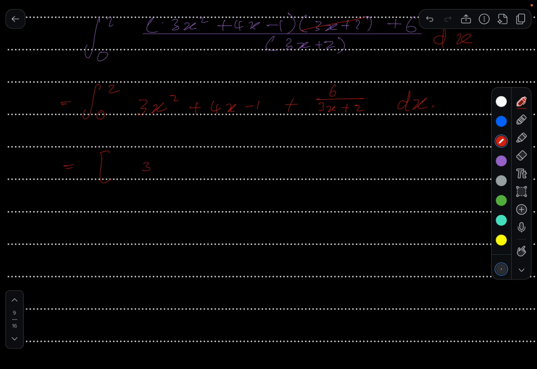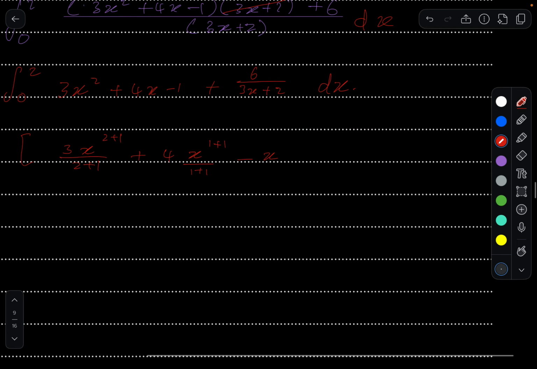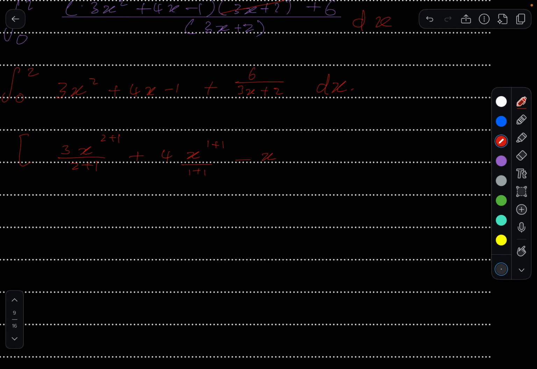So it will be 3x to the power of 2 plus 1. You take that answer, you divide by 2 plus 1. I'm doing it in 4 steps so that you don't complain that you don't understand that part. 1 plus 1 divided by 1 plus 1. And then the integral of a constant just turns into x. We just multiply it by x. And then we have the following.